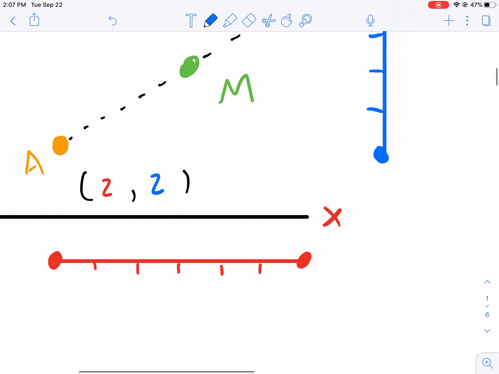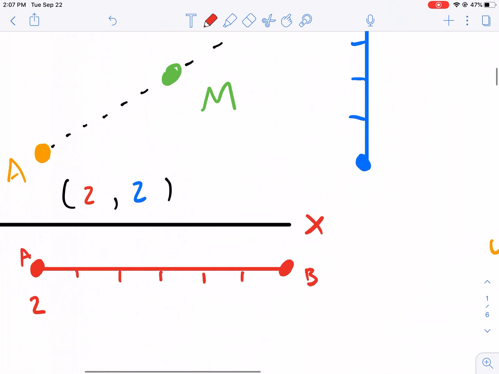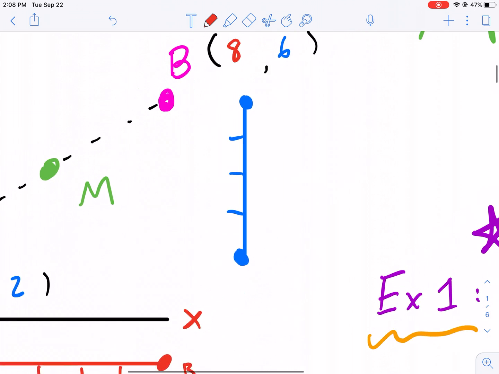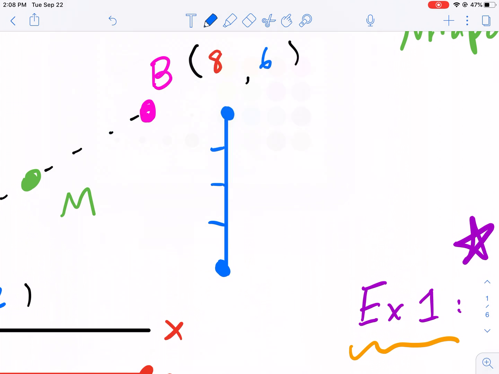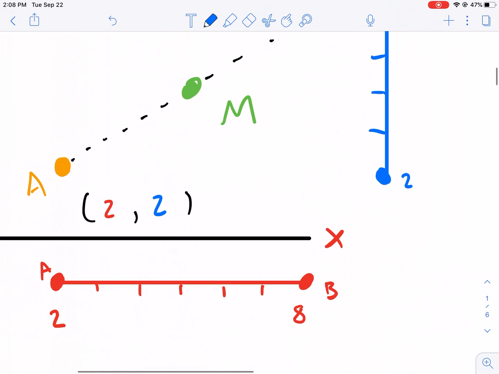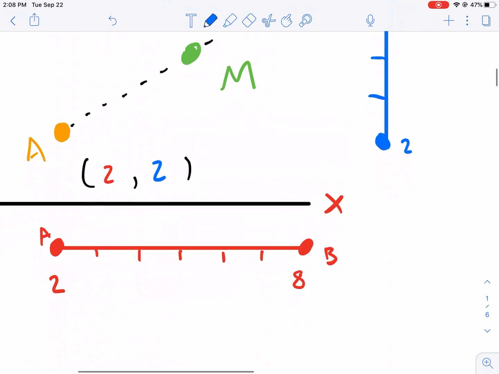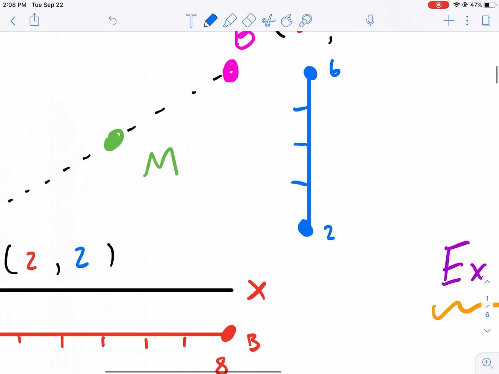Well, let's go ahead and write here our x values. This is my A value, and this is my B value, 8. Okay. Let me go over here to my vertical. And this is 2 again, and this is 6. So essentially what I'm doing is I'm going to find the midpoint between 8 and 2, and then 2 and 6.